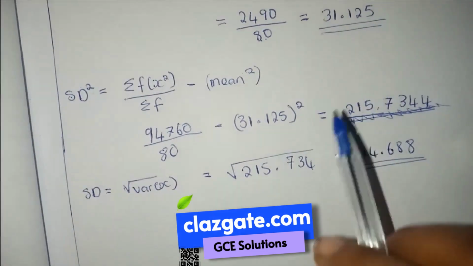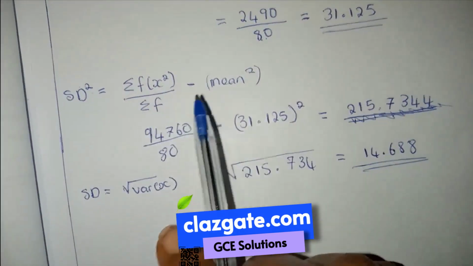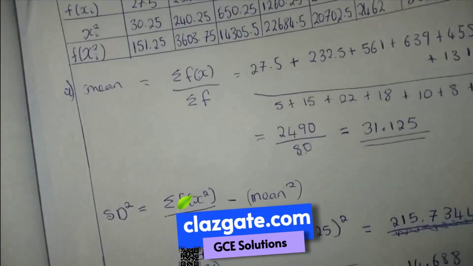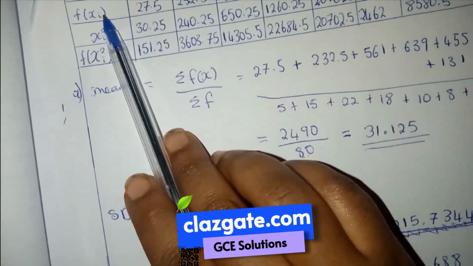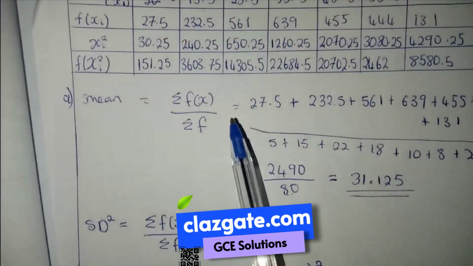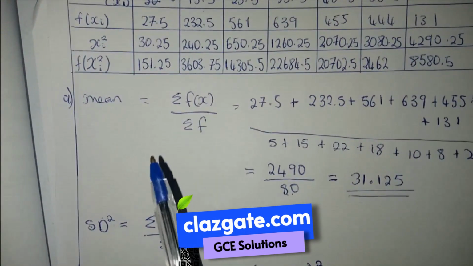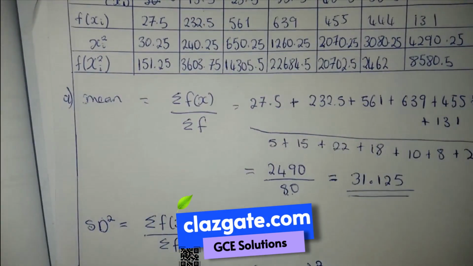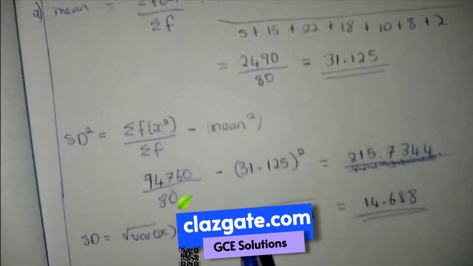We have to square this answer because this is the formula for variance. So now you see why we had to draw this table. We drew this table to have our f of x, which was used to calculate the mean, and then our f of x squared, which was used to calculate the variance, which led to the standard deviation.